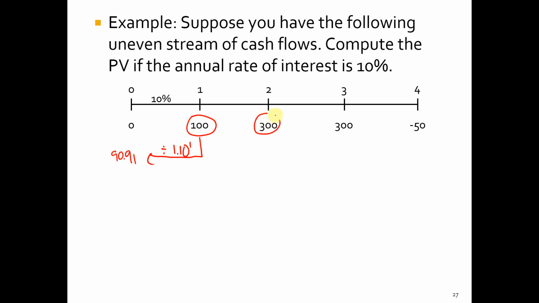Our next cash flow that we want to get a present value of is this 300. So we want to move that back to the beginning part of our timeline. And now we're moving it back 2 years, from year 2 all the way to year 0, 2 ticks down the timeline. So we have to divide that by 1.10 squared, and you get 247.93.